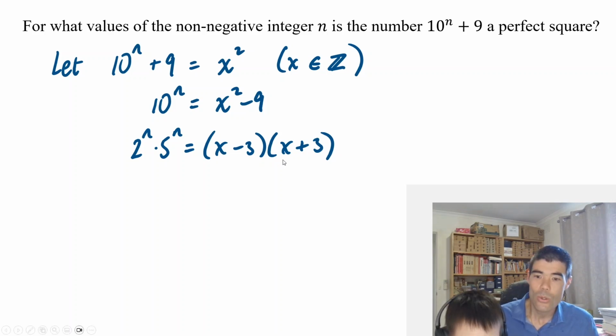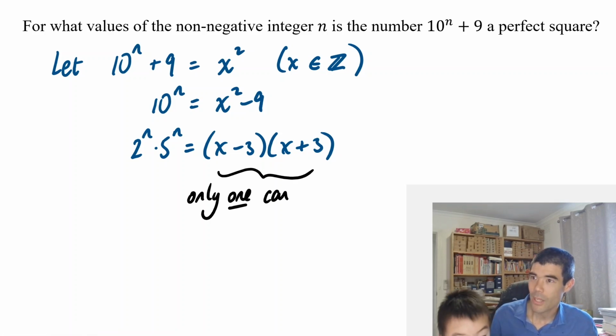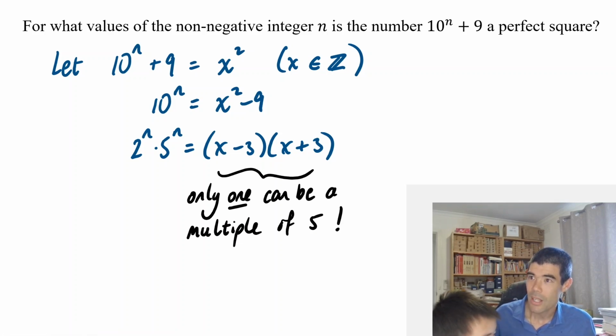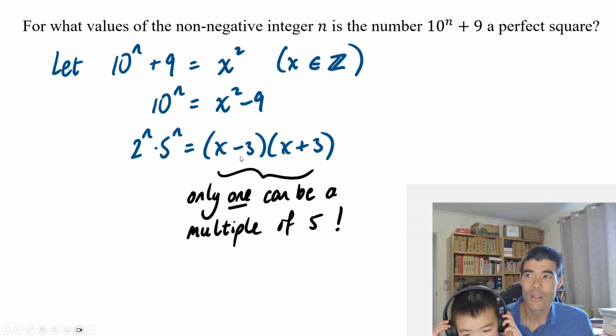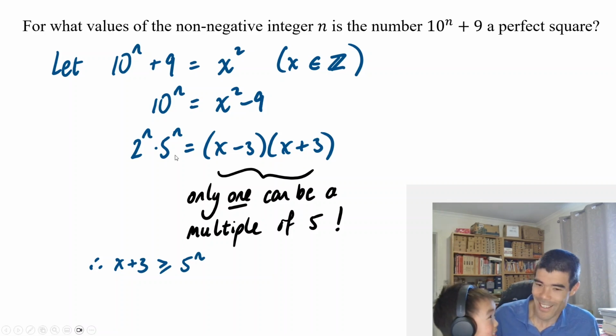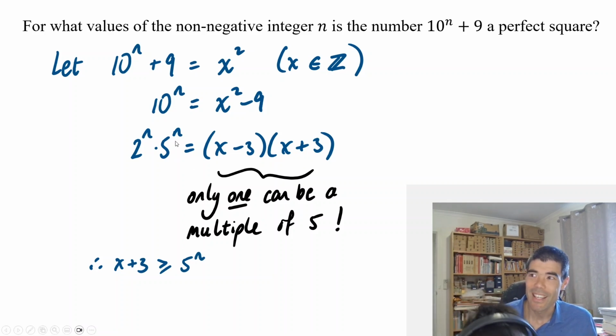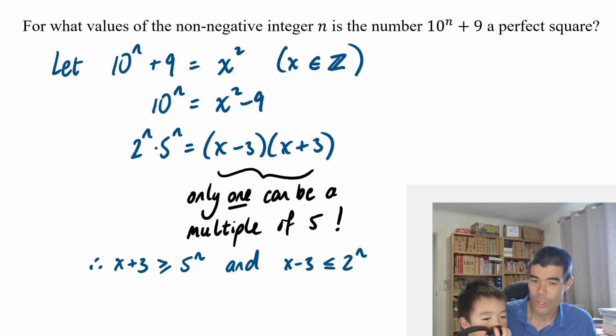Now, those factors could both be even. They could both be divisible by 2, but they can't both be divisible by 5 because they're exactly 6 apart. One is 6 more than the other, so only one of them can be a multiple of 5. This product must be a multiple of 5 to the power of n, which means all of those factors of 5 must be within one of these factors. Actually, it must be the larger one, because 5 to the power of n is larger than 2 to the power of n. This larger factor must be at least 5 to the power of n, and the smaller factor can be at most 2 to the power of n.